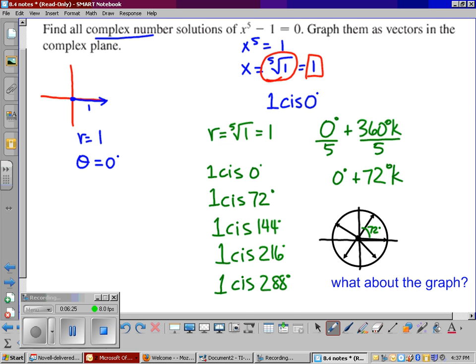We start at 0, and then the next vector is at 72 degrees, and then from there to the next one is 72 degrees, because that's what we're adding every time to get to the next angle. So that's the graph of it.